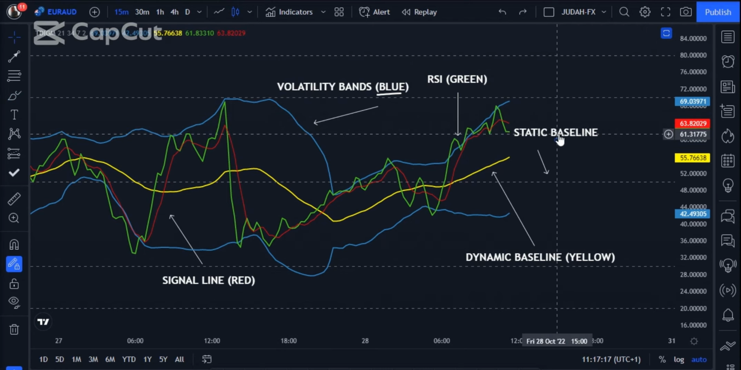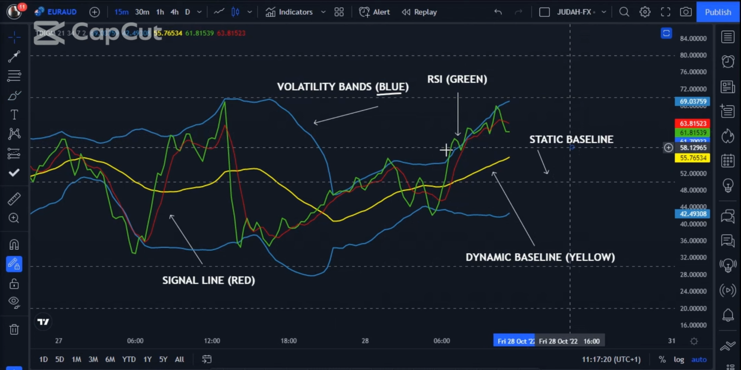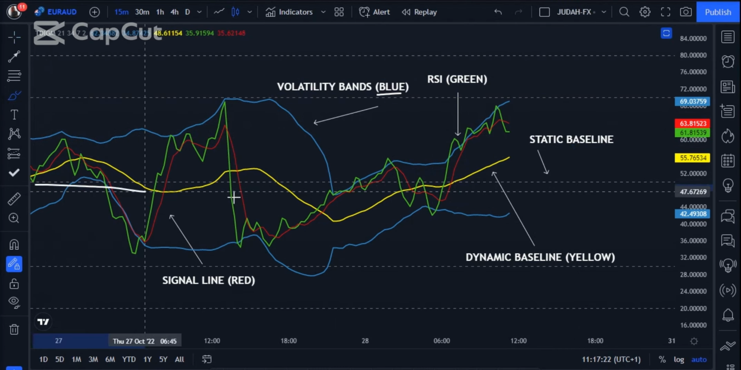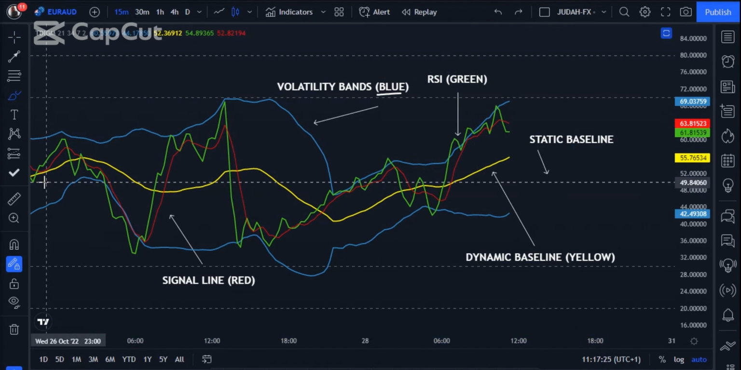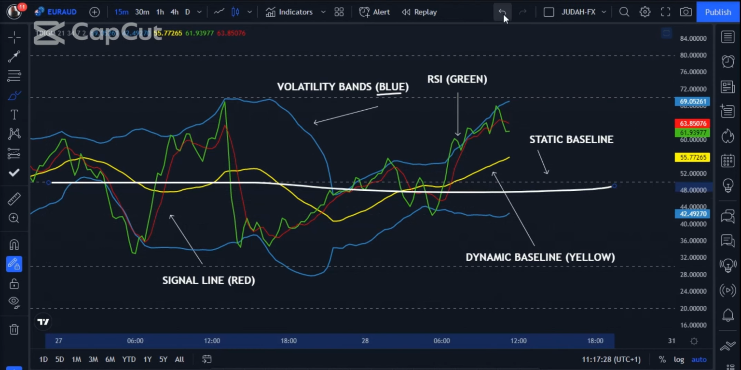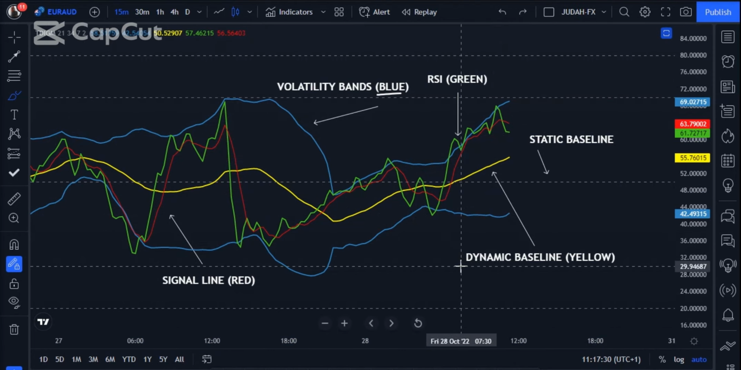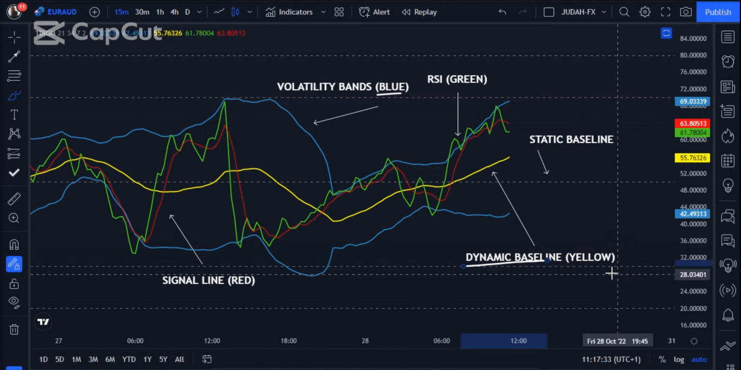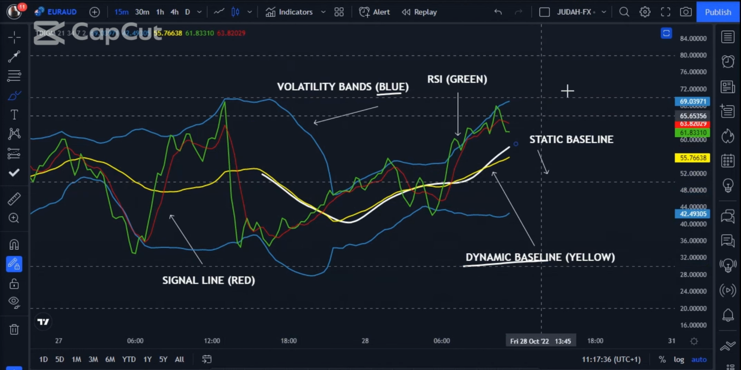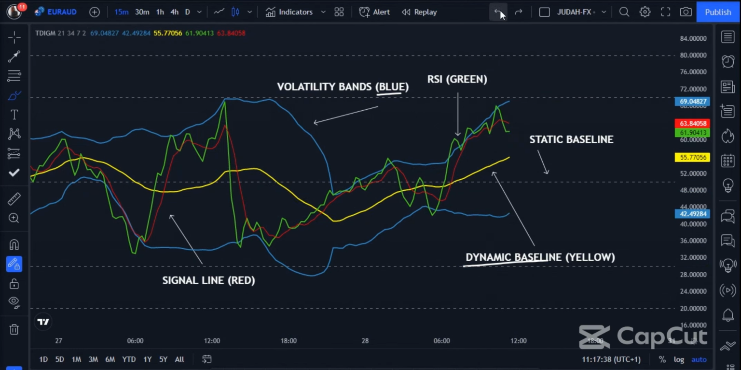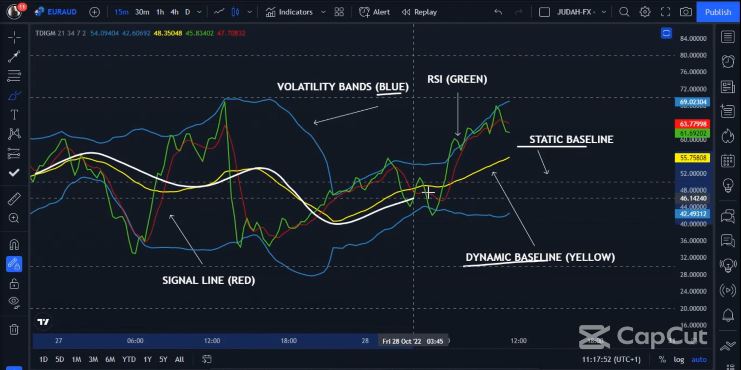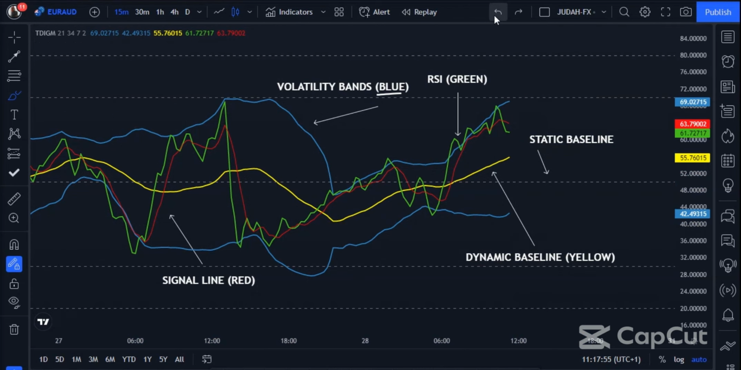So we move over to the static baseline. The static baseline is basically the middle of the indicator, the 50 level of the indicator. And then the dynamic baseline is the yellow line. This one is actually a baseline too, but it moves. That's the unique thing about this indicator, that the baseline moves. Other indicators are just static; they have only the static, but this indicator has the baseline moving. It's like a moving average. It moves like this.